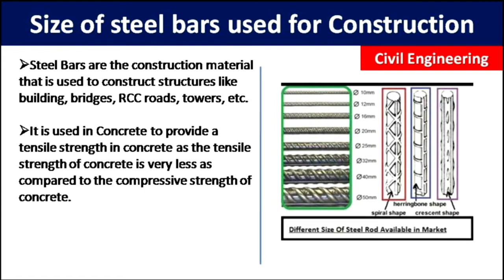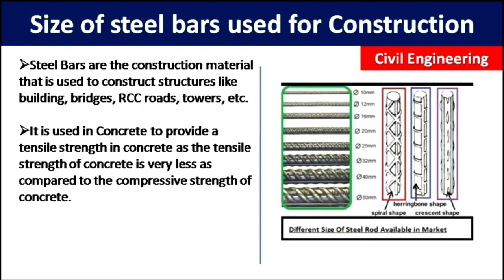First of all, what are the uses of steel? Steel bars are construction materials used to construct structures like buildings, bridges, access roads, towers, etc. Steel rods are used in the construction of buildings, bridges, access roads, etc. You all know about it. Now, why are steel rods used in concrete?